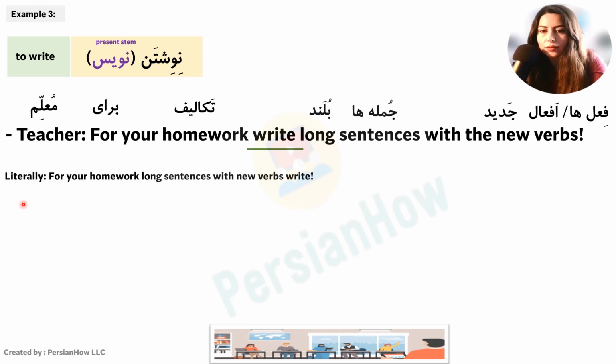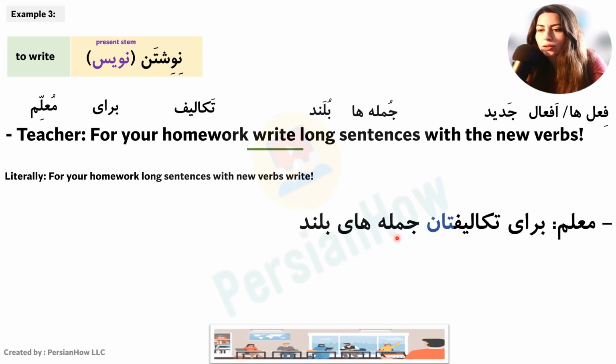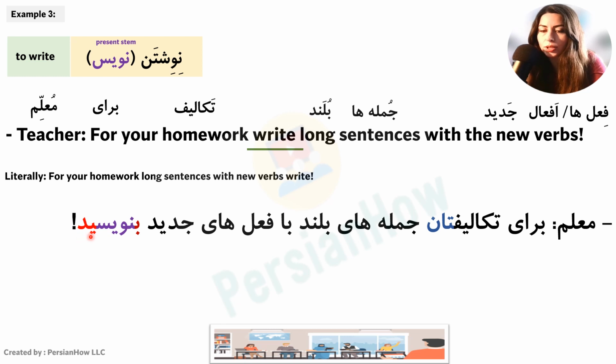So literally we're saying something like, for your homework, long sentences with the new verbs, write. معلم برای تکالیفتان جمله های بلند با فعل های جدید بنویسید. So here is the imperative form. We need to attach به and then نویس present stem and then it is for the شما form.